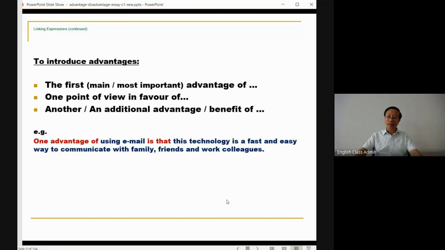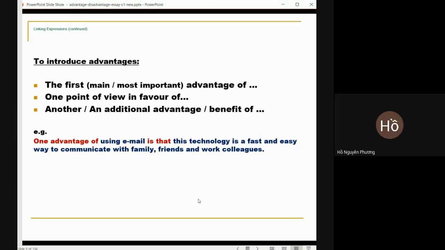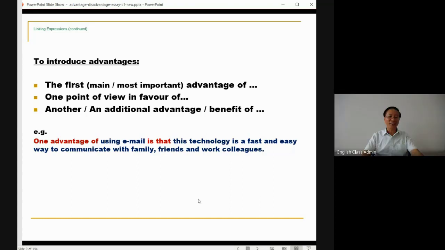Now I'd like Nguyên Phương, can you look at the example and read aloud? Yes, one advantage of using emails is that this technology is a fast and easy way to communicate with family, friends, and work colleagues. Yes, thank you.